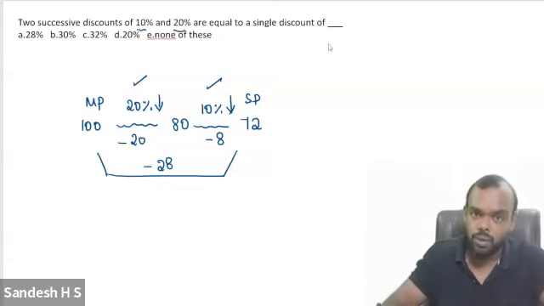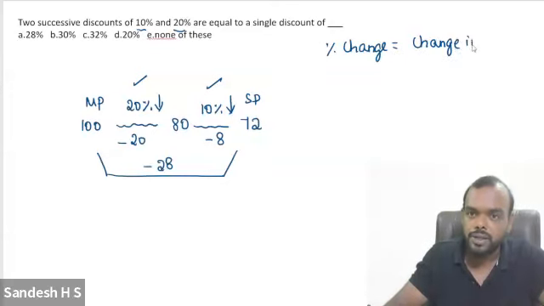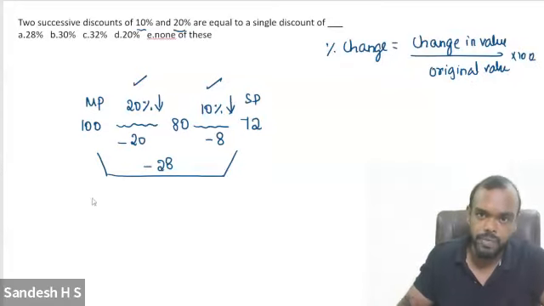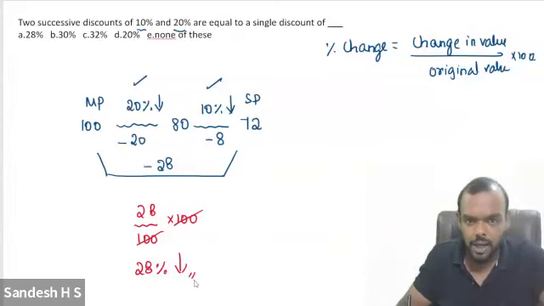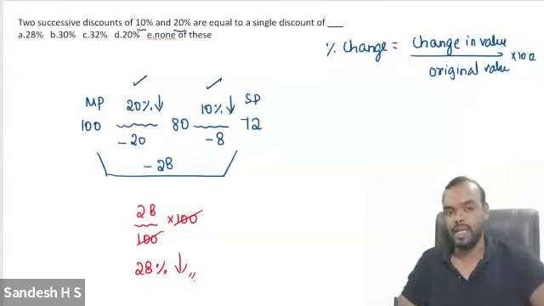Now, yesterday I taught you percentage change is equal to change in value divided by original value into 100. Observe this carefully. What is change in value in this case? That is 28. Out of original value, that is marked price, 100 into 100. 100 cancel, my answer is 28% decrease. Overall discount is how much? 28%.